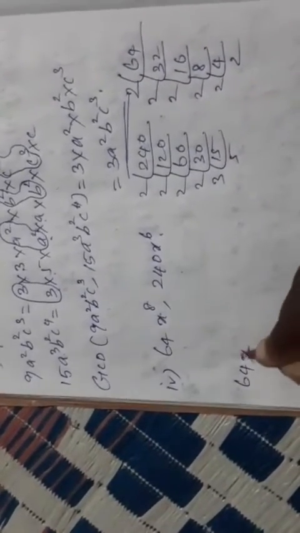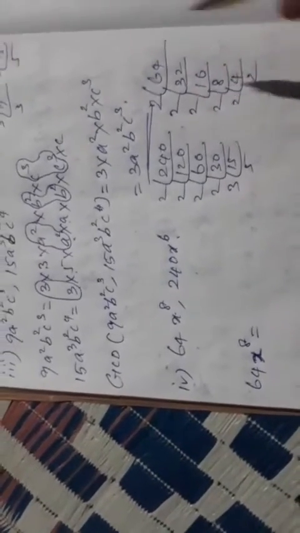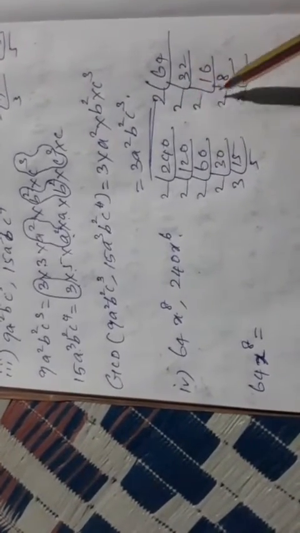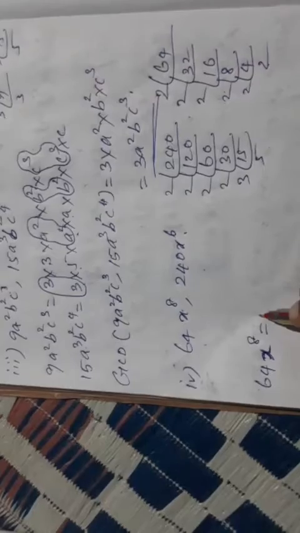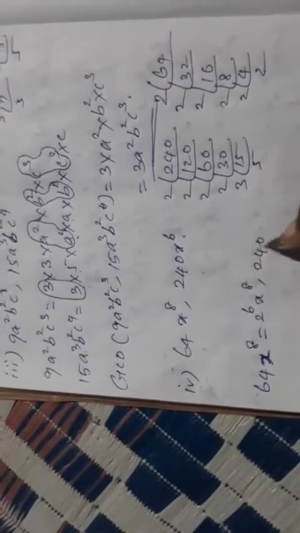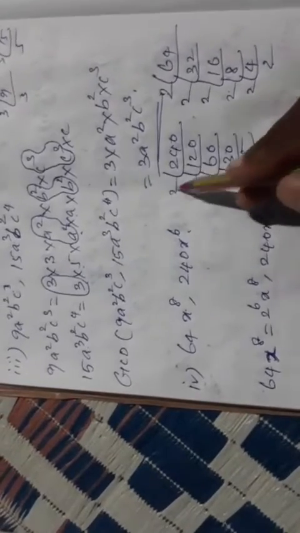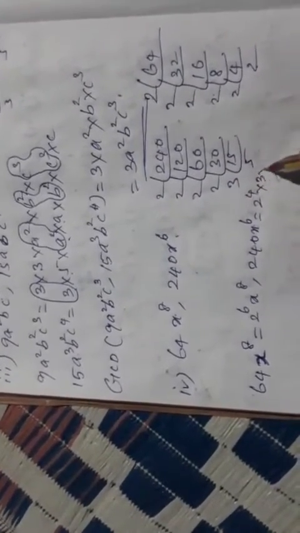Therefore 64 we can write. 64 x power 8 we can write. 64 we can write, see that how many times? 1 2 3 4 5 6. 6 times, so 2 power 6 into x power 8. Next 240 x power 6 we can write. 1 2 3 4. 2 power 4 into 3 into 5 into x power 6.